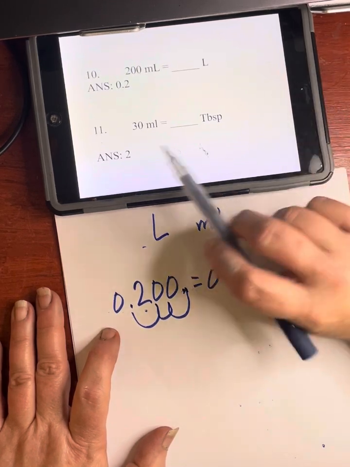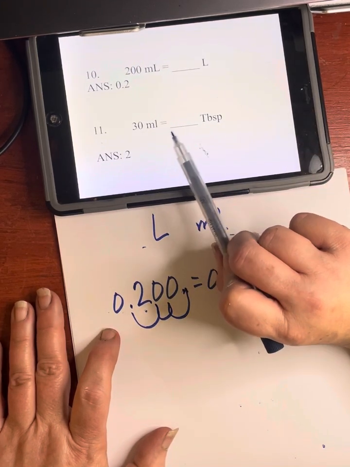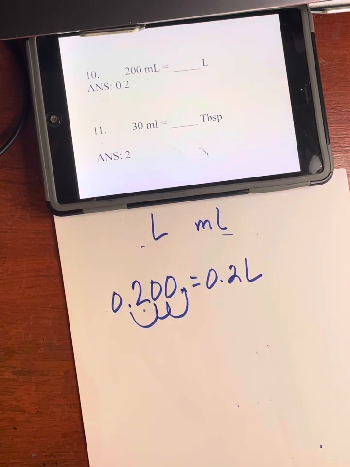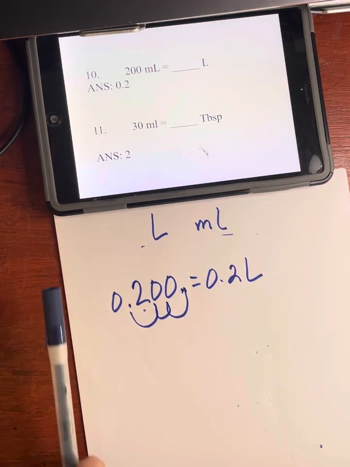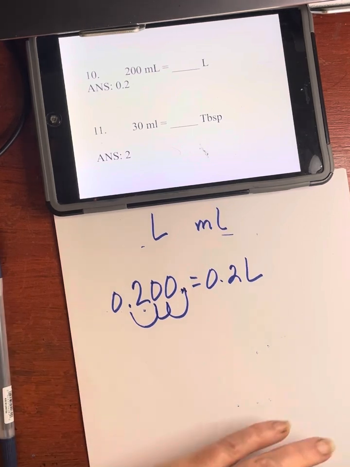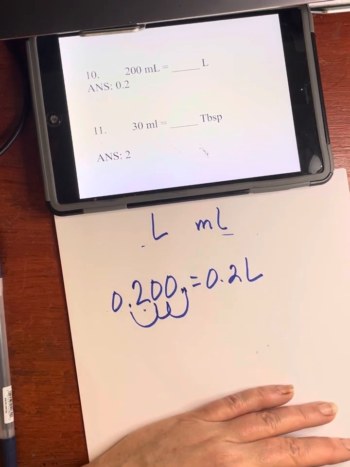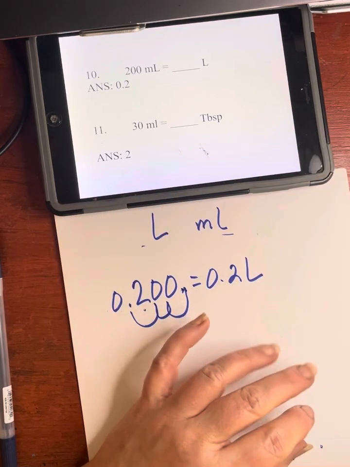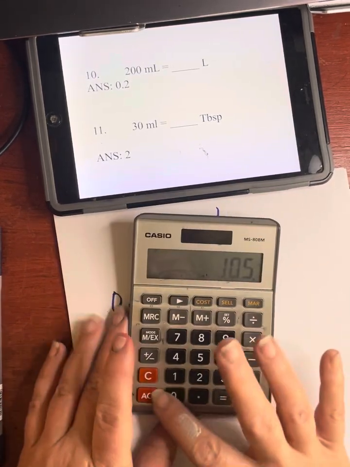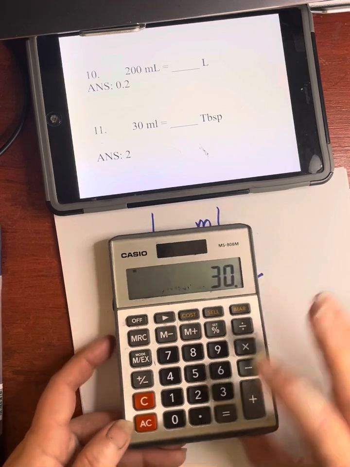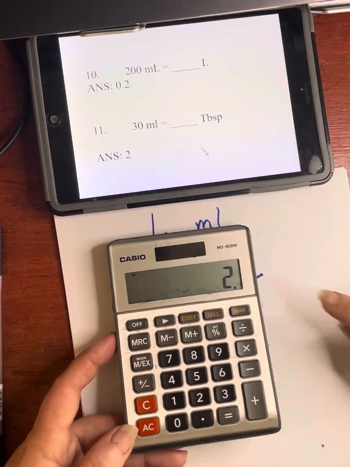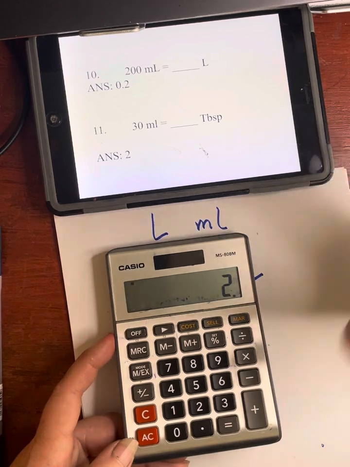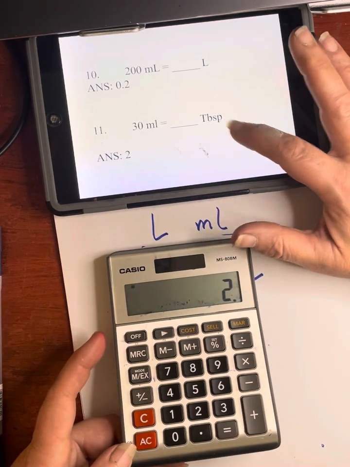Look here. You have 30 milliliters. How many tablespoons is that? You remember how many milliliters in a tablespoon? You see how you need to know how many milliliters is in a tablespoon? It's 15 milliliters. And so we can take 30 divided by 15 and see that there's 2 tablespoons in it.